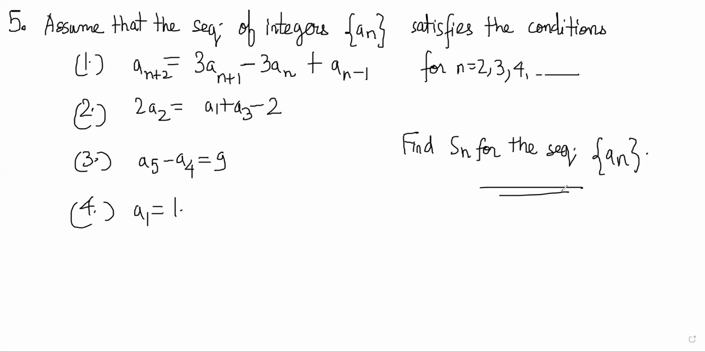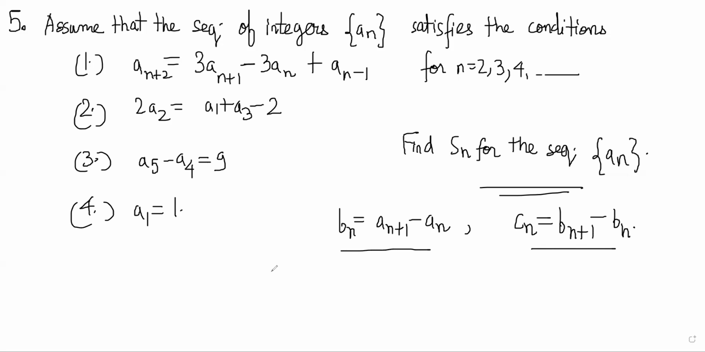You have to find the sum of n terms of this sequence, right? Okay. So let's think about it. These are the things that are given to us. So let's say that we write the difference sequence Bn as An plus 1 minus An, and we write Cn as the second order difference. So it is Bn plus 1 minus Bn, right? We are defining these two sequences.